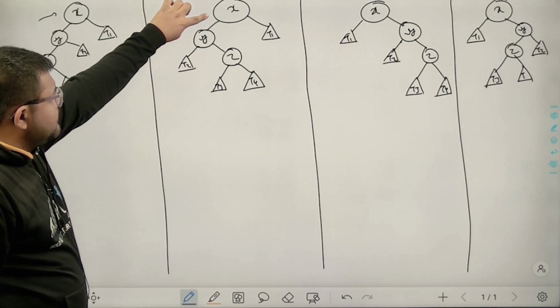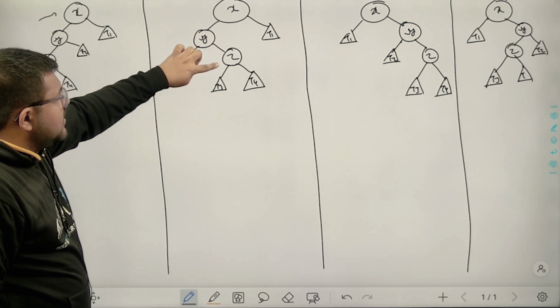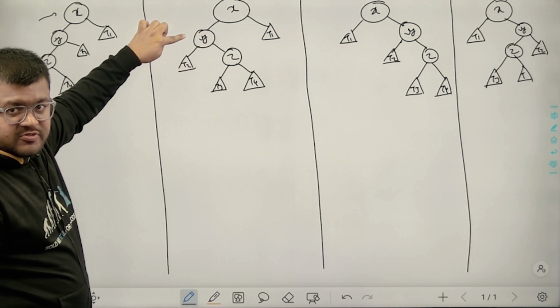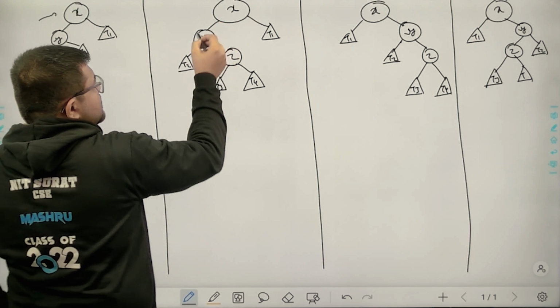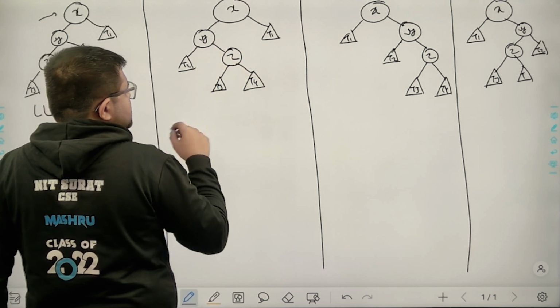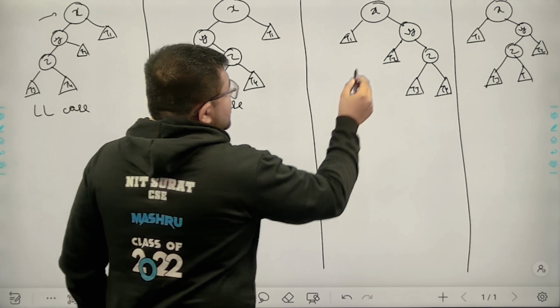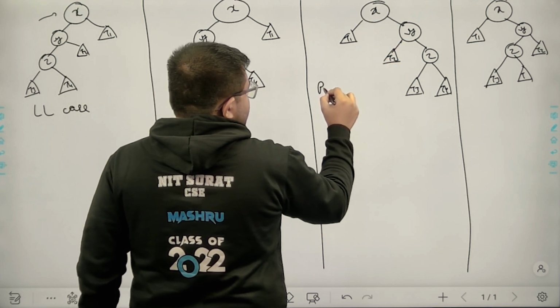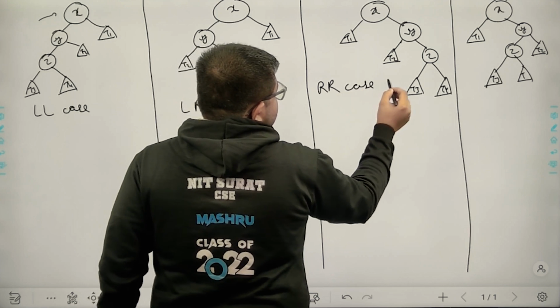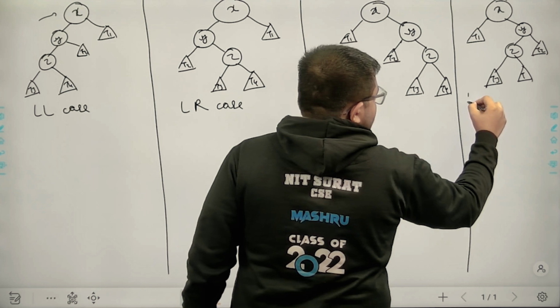Similarly here, let's say the value which we inserted is in the right subtree of the left subtree of X. Okay, so the left subtree of X starts from Y, and in its right subtree we inserted the value. So this is called left right case. Okay, similarly here this is called right right case. Let's say the value which we inserted is in this part. Okay, and this is called right left case.